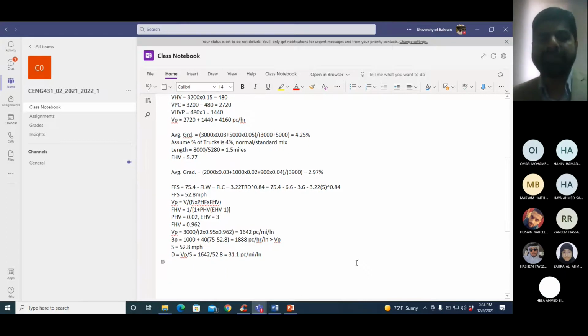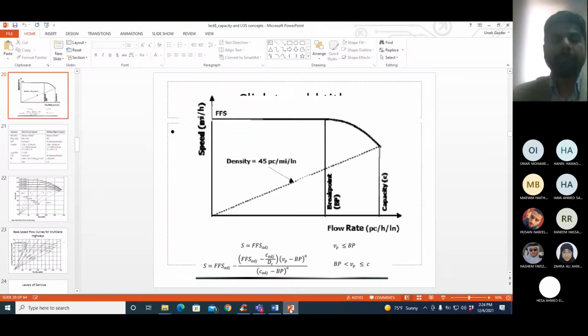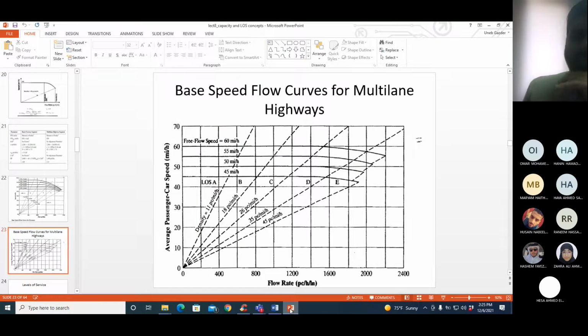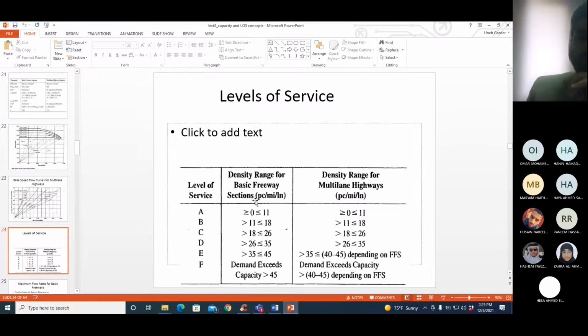Now, if you know the density, then we have a table which gives level of service according to the range of density. This is a table. I'm looking for a freeway. Level of service for a freeway. So 31.1 means you are in this range. So level of service is D.